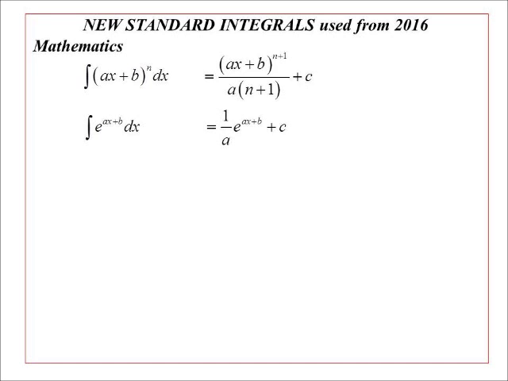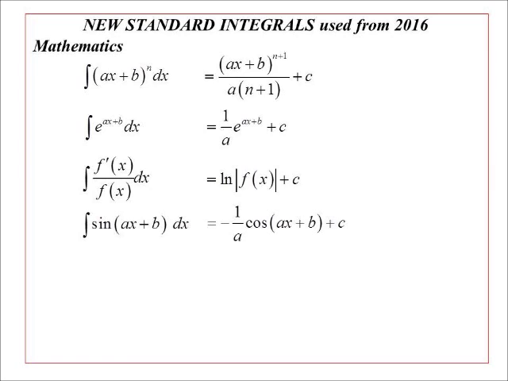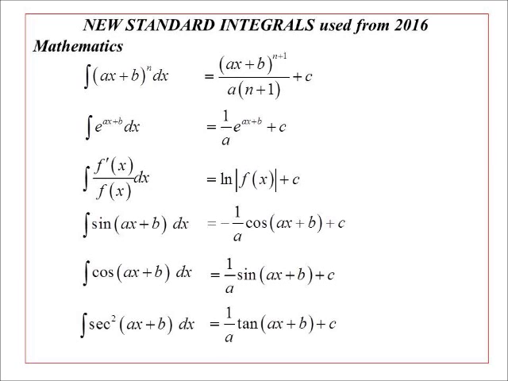The exponential's still there, but notice instead of just ax, it's now ax plus b. Still the same thing. Instead of just going 1 over x, the sheet now actually says derivative over function is the log of the absolute value. Because remember, technically it was absolute value of the function, because you can't find the log of a negative number. And then the sine ones were there, cosine, and sec squared.